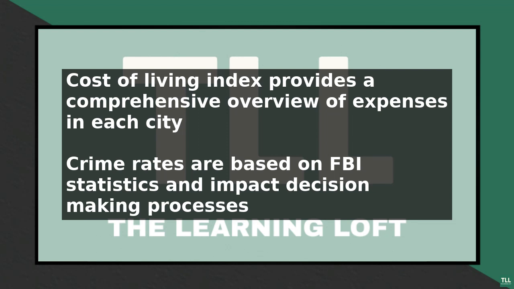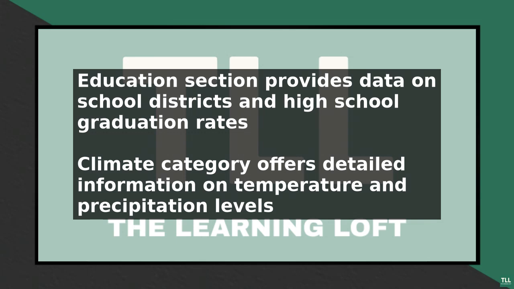The education section provides data on school districts, student-teacher ratios, and high school graduation rates, allowing you to assess the quality of education in each city. The climate category offers detailed information on temperature, precipitation, and sunshine hours for each city. This data is vital for individuals who prefer specific weather conditions or have health concerns related to climate.